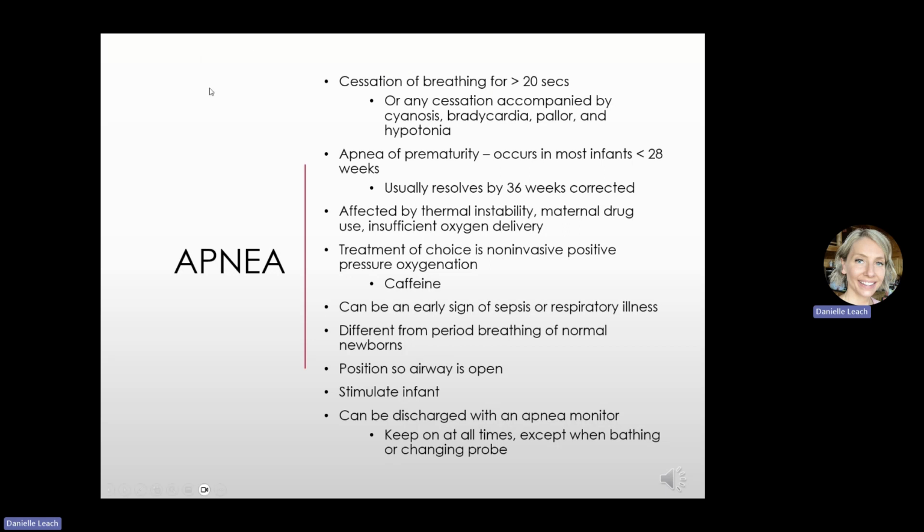We also want to stimulate the infant. So if they do go apneic, if they're on a monitor, say the monitor is alarming because of apnea, maybe it's alarming because they are desatting or because they're bradycardic. Basically, we want to go over to the infant and stimulate them in some way.